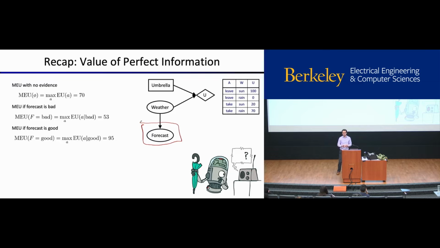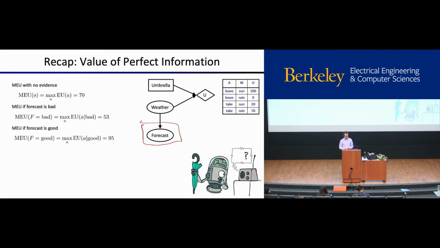Okay? So each time we're instantiating the evidence, we're thinking about all the actions we could take, we're computing the expected utility of taking that action, and then we're taking the action that leads to the biggest expected utility. So now we want to say, what's the value of knowing the forecast? Well, the forecast could be good or it could be bad. What are the probabilities of it being good? What are the probabilities of it being bad?